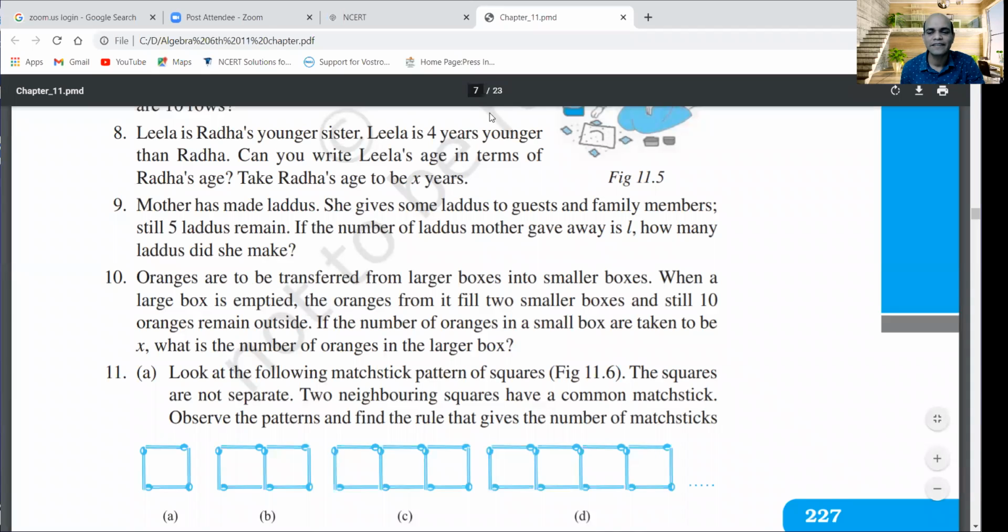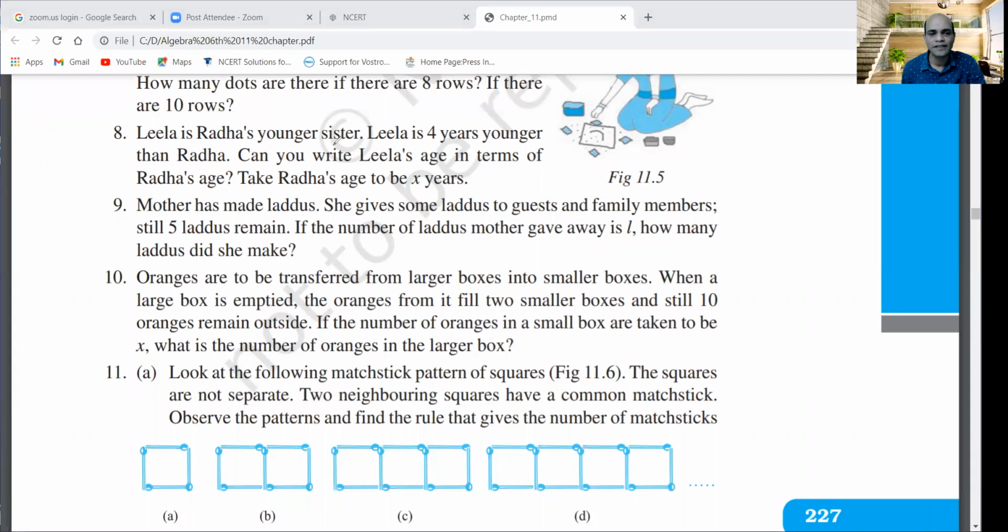Now let's go to question number 8. Okay, very good. Leela is Radha's younger sister. Now we discussed Radha, and now we're going to discuss Leela. Leela is 4 years younger than Radha. Getting it? One is Leela, another is Radha. Now clear? Yes, sir. Leela is 4 years younger than Radha.